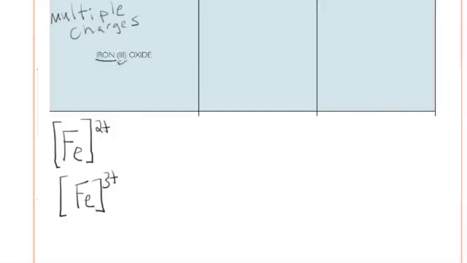Well, the 3 here directly relates to the 3 here. It's the charge on the iron. So I know that this is iron with a 3+ charge, so I don't have to worry anymore about guessing.